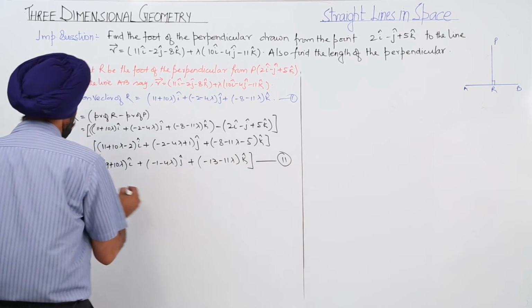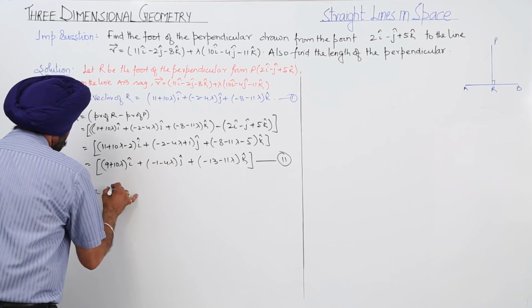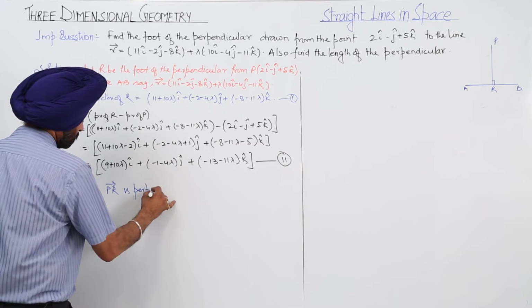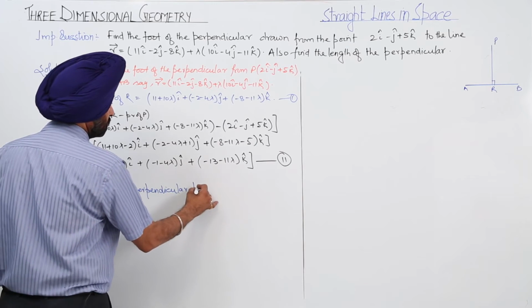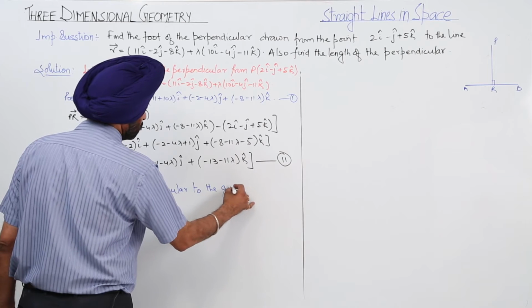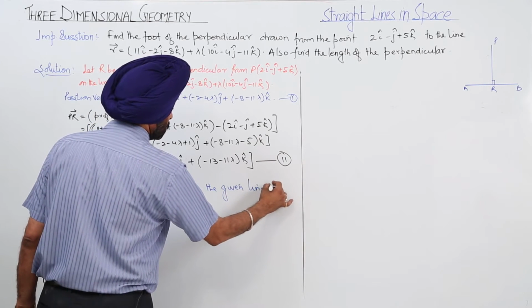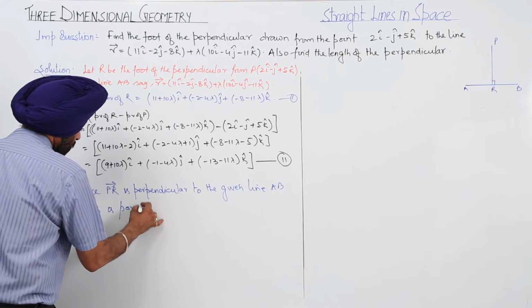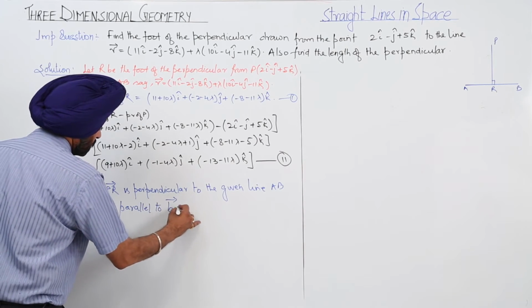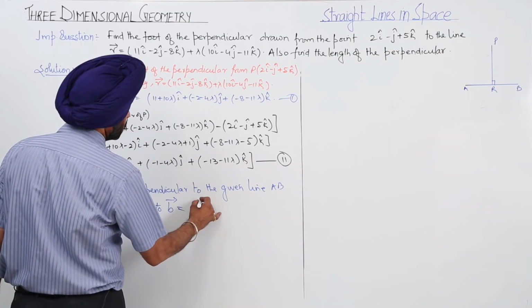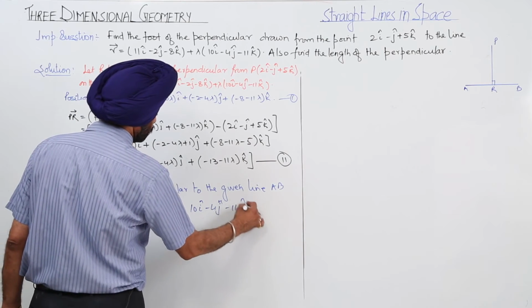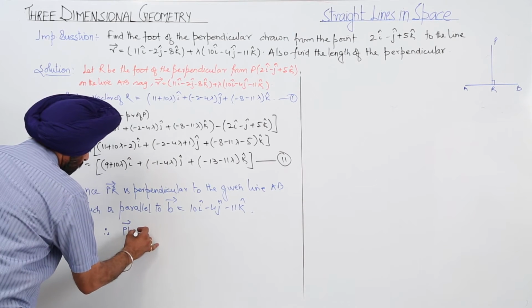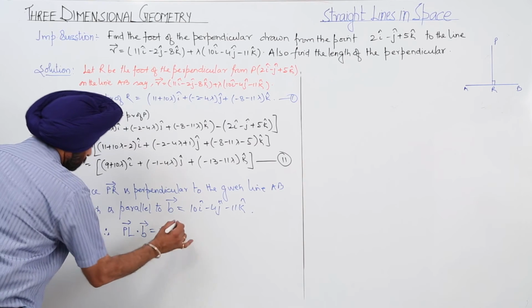Now since vector PR is perpendicular to the given line AB, which is parallel to vector B, and vector B is 10i cap minus 4j cap minus 11k cap, therefore vector PR dot vector B is equal to 0.